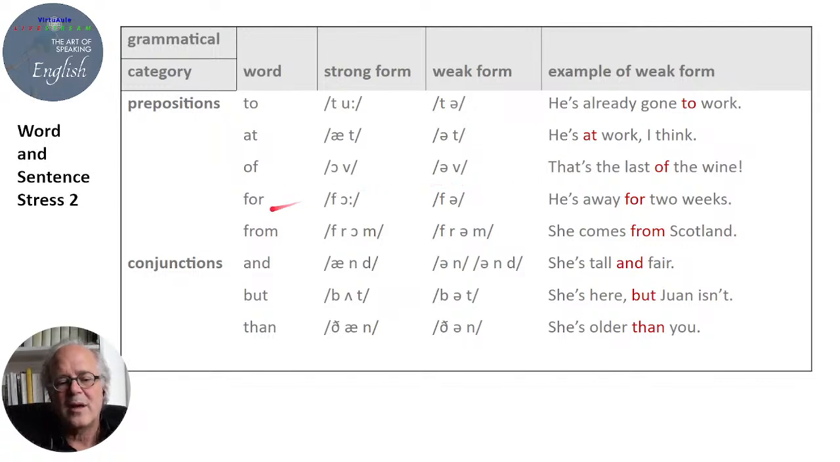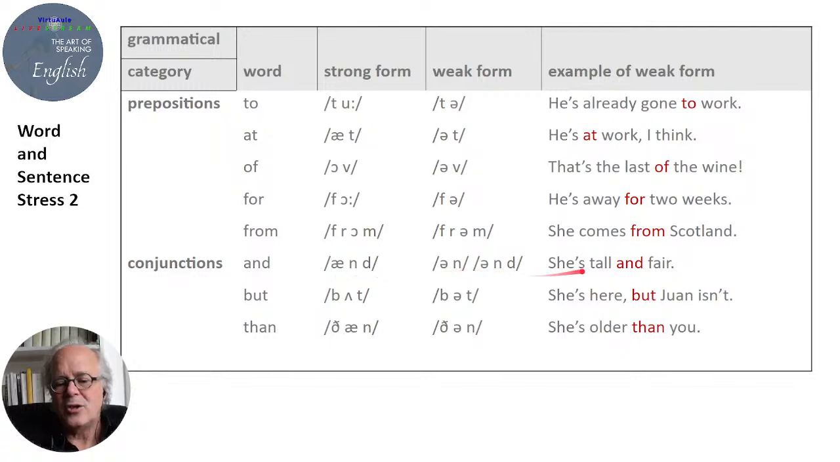Very, very short. For, he's away for 2 weeks. For 2 weeks gets changed to f. He's away for 2 weeks. From, which we saw before. From, she comes from Scotland. From Scotland. Very short. Conjunctions.